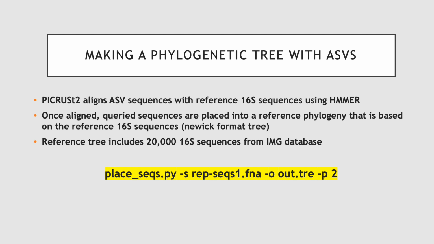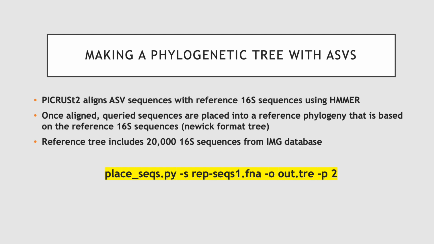After alignment, we're going to take our queried sequences and place them into a reference phylogeny. This phylogeny is based on the 16S sequences, and it's in a Newick format tree. The reference database includes 20,000 16S sequences from the IMG database. So it's a lot of sequences for 16S. It's important to note, though, that most of these 16S sequences are going to be from human gut bacteria.